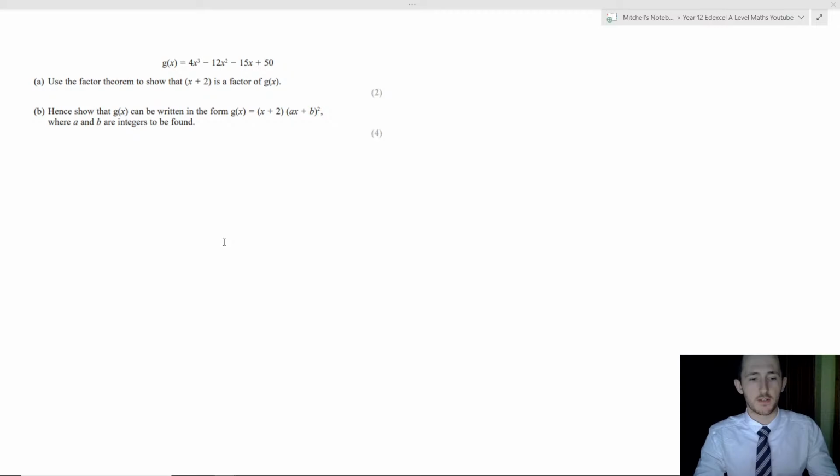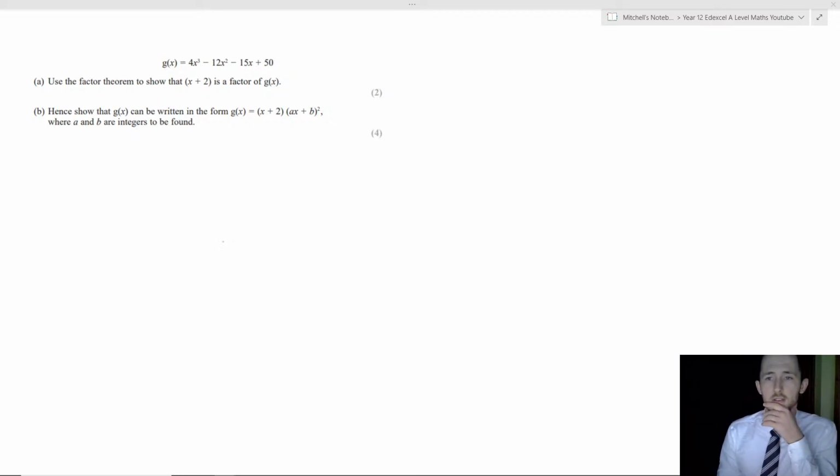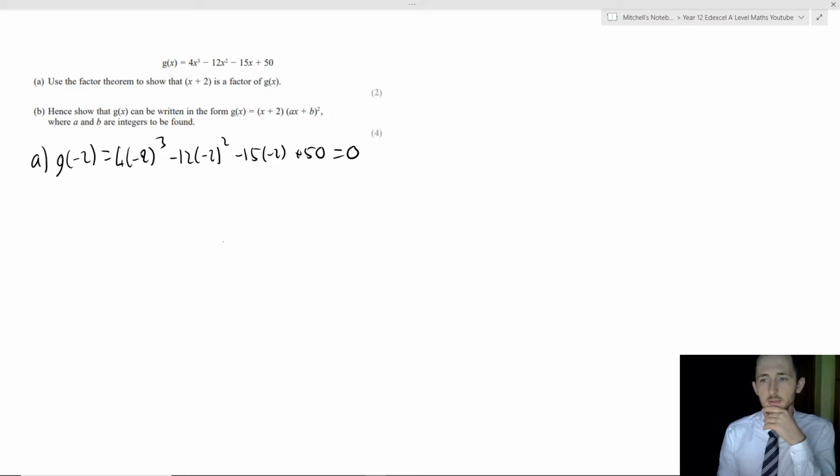So what I'll do is I'll do the next two questions. Stop me if it doesn't make sense. So use the factor theorem to show that x plus 2 is a factor. So hopefully you're seeing a little pattern here, that these are always the same. Okay. f of minus 2 does indeed equal 0. And hence show that it can be written in the form. Okay, so we have x plus 2, and then we're dividing 4x cubed minus 12x squared minus 15x plus 50.